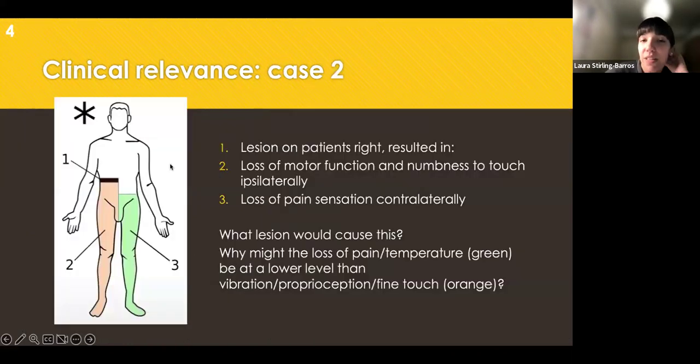Okay, great. So clinical relevance case 2. This patient had a lesion here on his right. However, he only lost motor function and has numbness to the touch ipsilaterally, whereas he lost the pain sensation contralaterally. I think I've kind of given it away here, but what kind of lesion do you think would cause this?